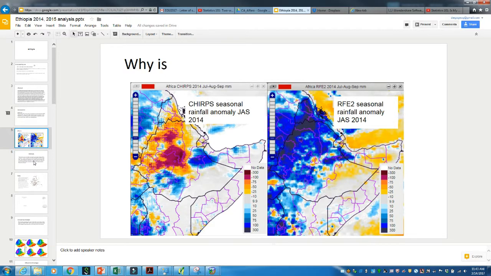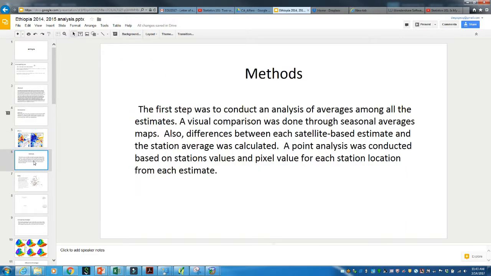So based on some preliminary analysis that Pete Peterson did, he said that the reason why the anomalies were so different was because the means of the two data sets were different. So we decided to do an analysis of averages of long-term means first, and then look at the actual values for 2014. So to look at how different were the means and how different were the observed values for 2014.